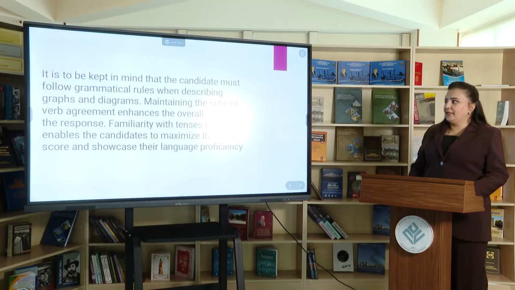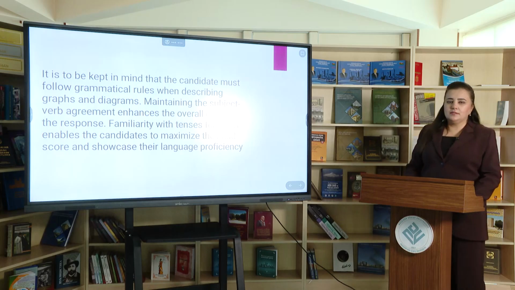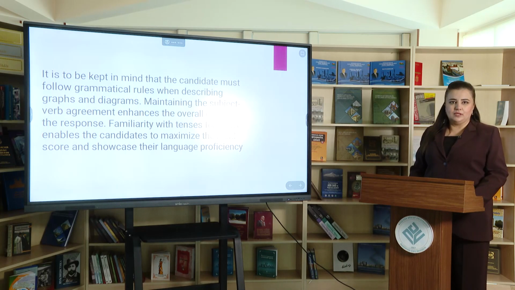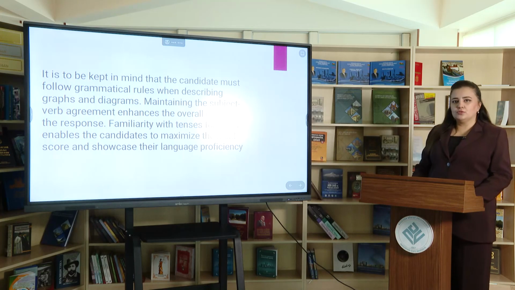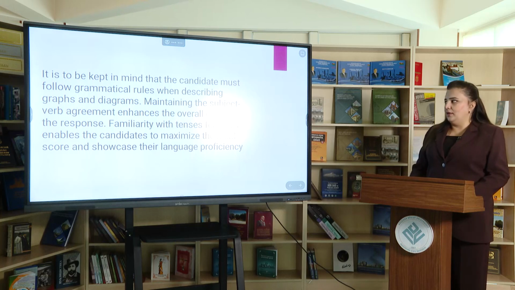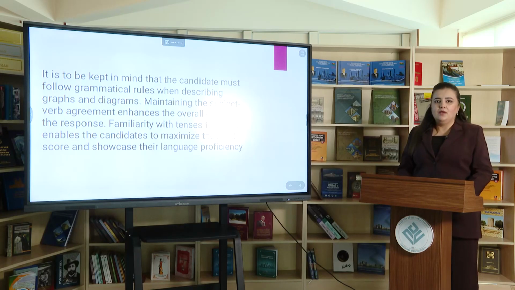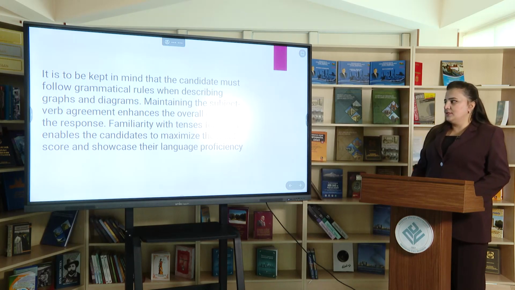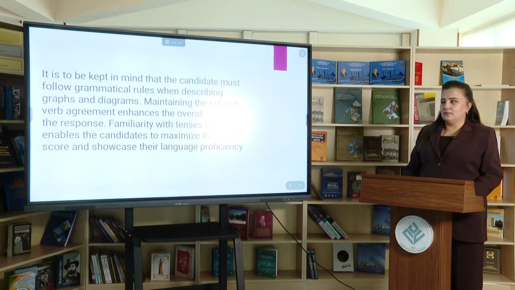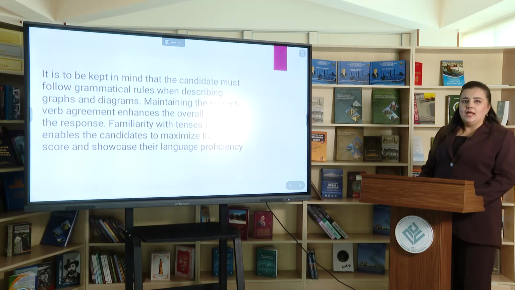It is to be kept in mind that the candidate must follow grammatical rules when describing graphs and also diagrams. Maintaining the subject-verb agreement enhances the overall quality of the response. Familiarity with tenses for IELTS enables the candidates to maximize the band score and showcase their language proficiency.